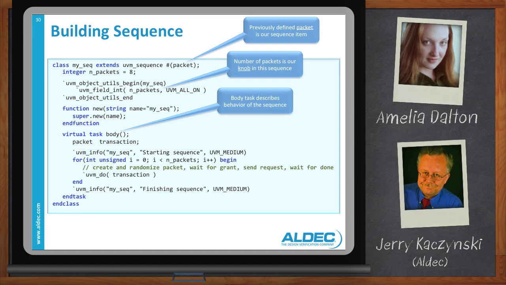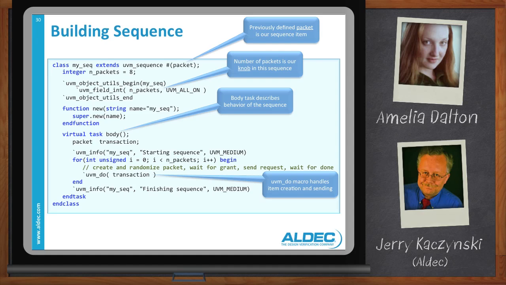Of course, we declare a local copy of packet, just to simplify handling of the entire sequence. Then UVM info, it's just a very good way of injecting debug information. So when we run our test, we will see what's happening at any given moment. Then we have for loop. As you see, it's executed precisely n packets times. And it uses yet another nice UVM facility, UVM do macro.